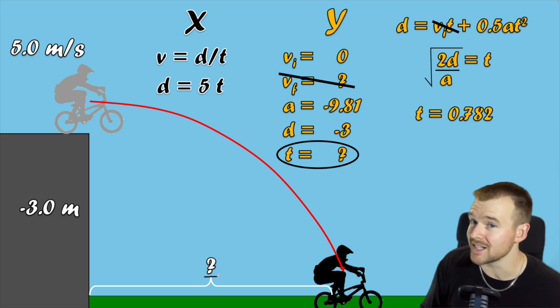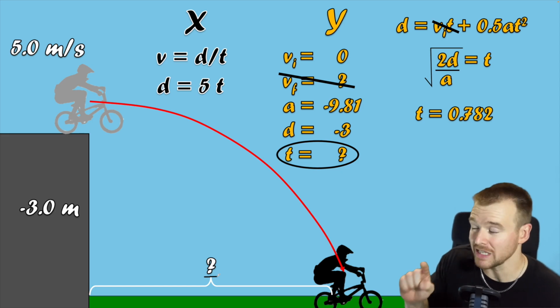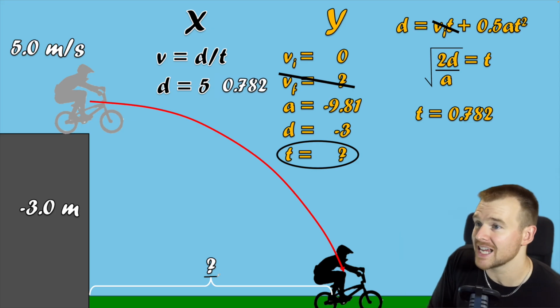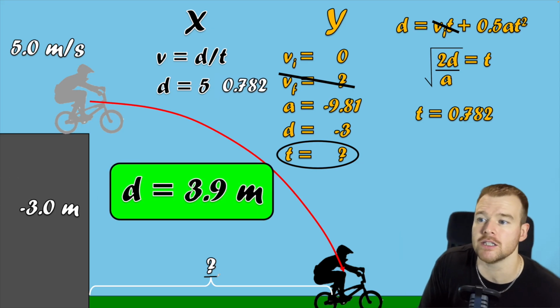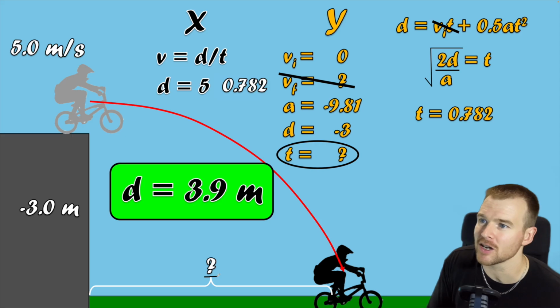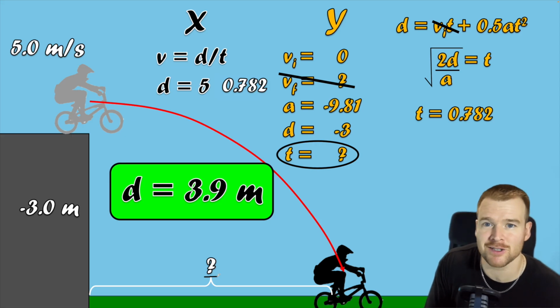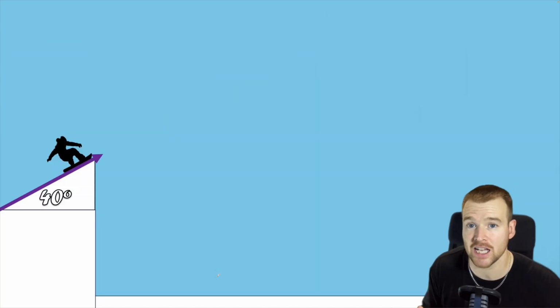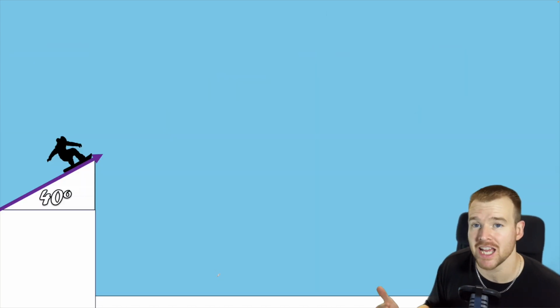Okay, we're not done, because the only purpose of getting that was so we could go back into X. So let's take that number and throw it over into X. 5 times 0.782, and we do get our final answer of 3.9 meters is how far they landed away from the ledge.